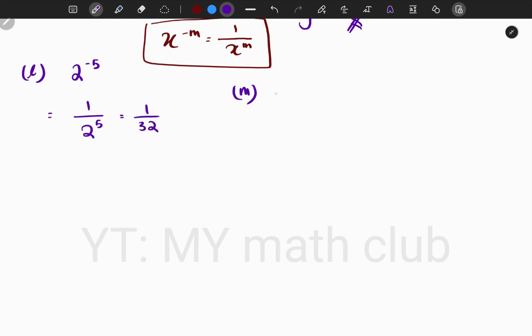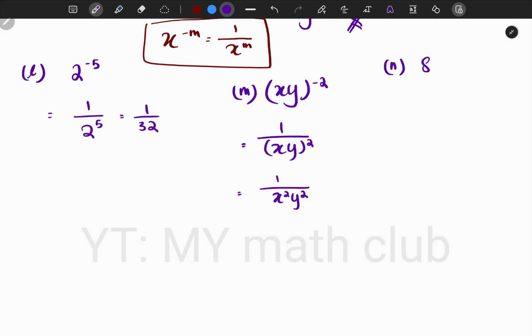Question M. xy in brackets to the power of negative 2. When the power is outside the bracket, again, we're going to apply it to both of the variables in the bracket. But this time, the power is negative, so we're going to use the same rule again, to apply a reciprocal and then change the power into a positive. In this case, you have 1 over xy in brackets to the power of 2. And if you want to distribute the power into all of the variables in the brackets, you can have 1 over x squared y squared.